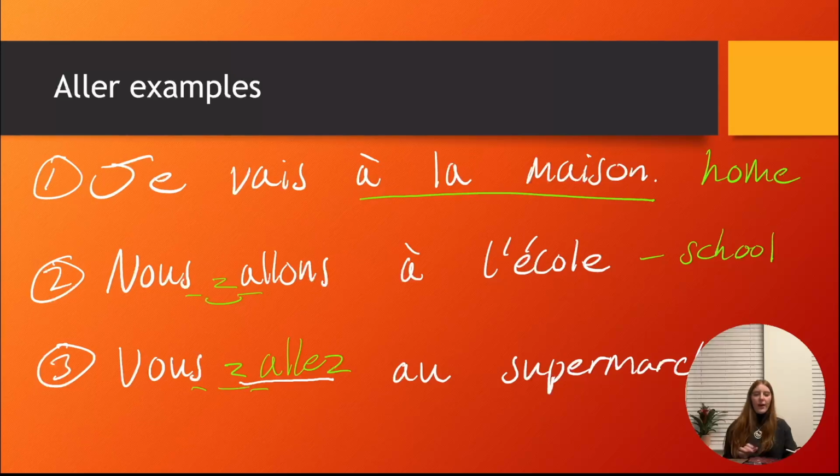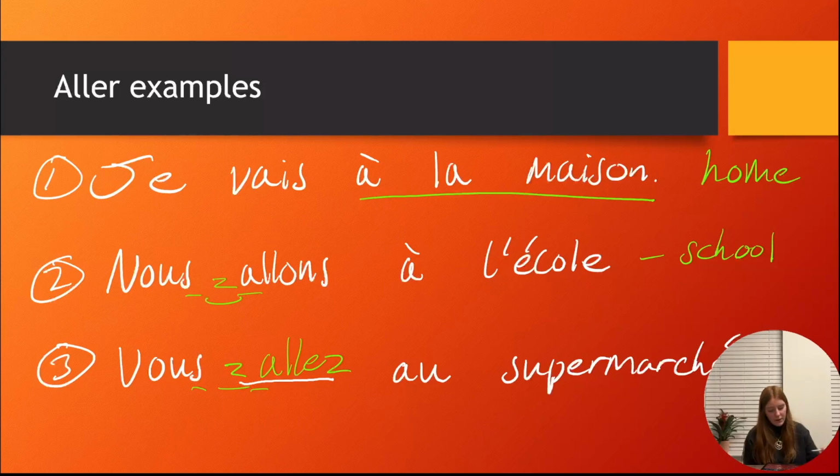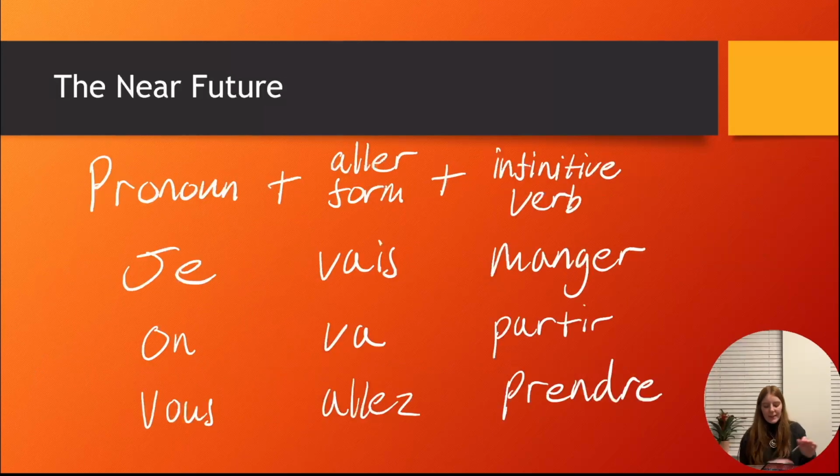Right, so now, aller is very important because it's used in the near future tense. So this is a way of talking about the future. So in English, we'd say, I'm going to go. We're going to go. We're going to eat. We're going to drive. We're going to get up. It's all in the future. We're going to do something.